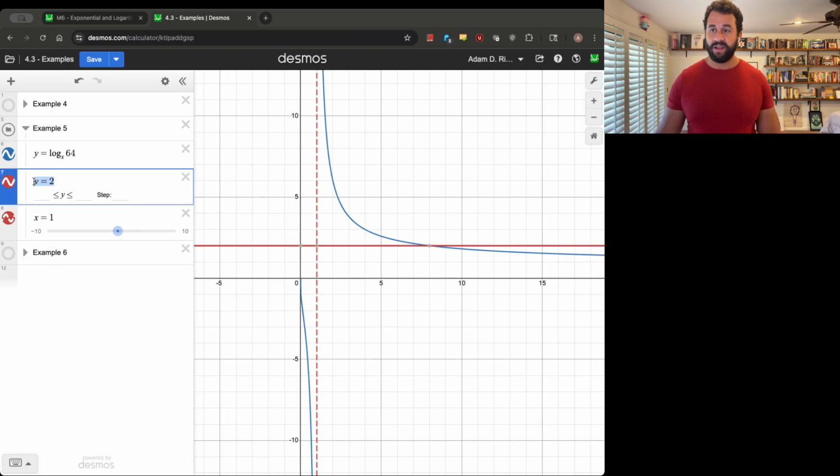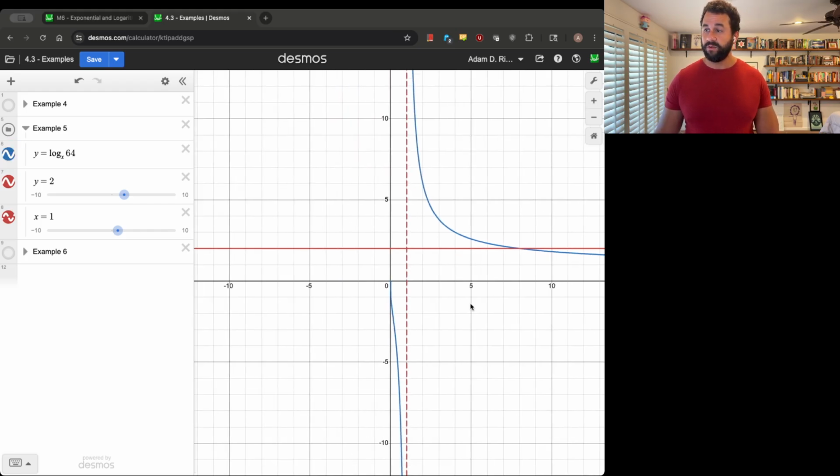Then I have the line y equals 2. This was the right side of the equation. So where does the line y equals 2 intersect the curve y equals log base x of 64? Right here at 8. And that was the solution we had found, 8, right?